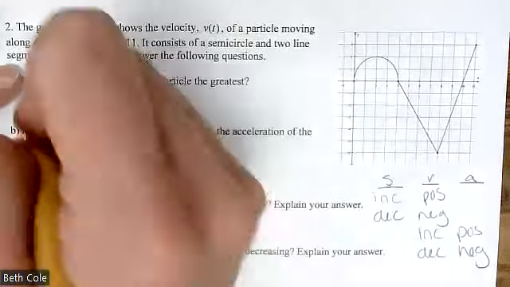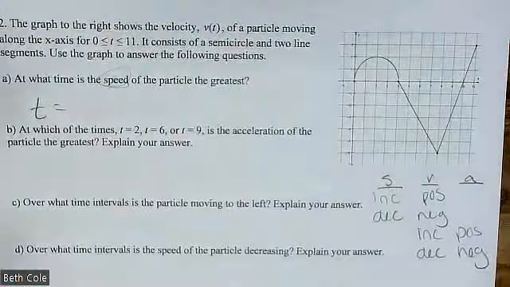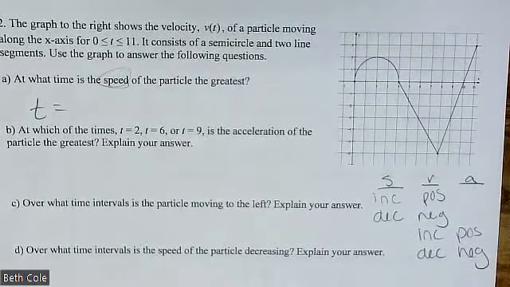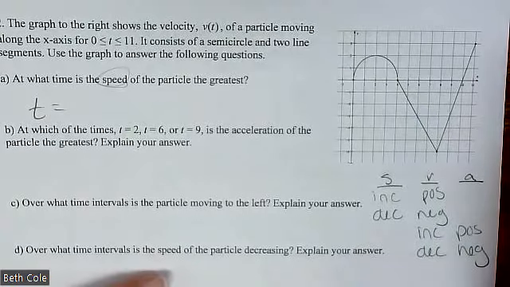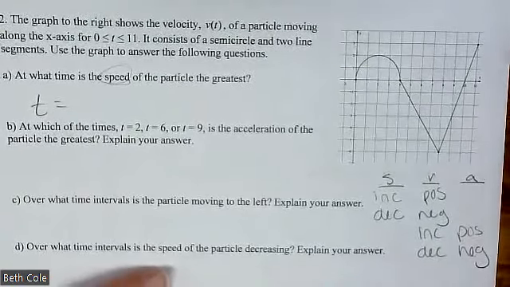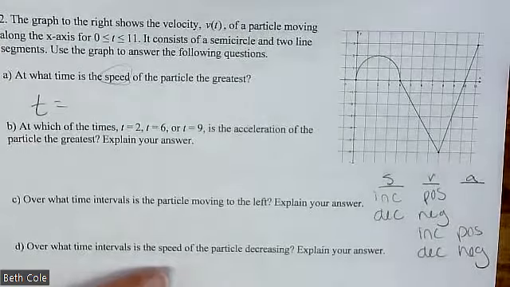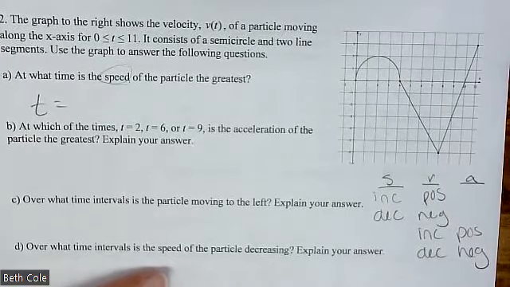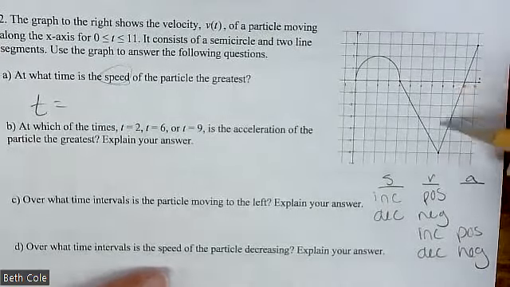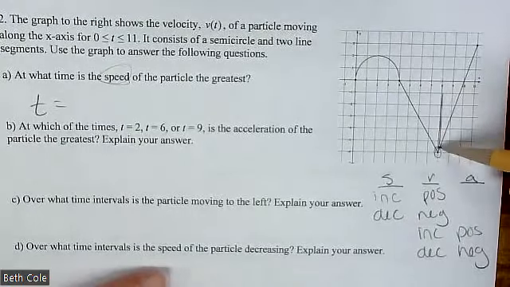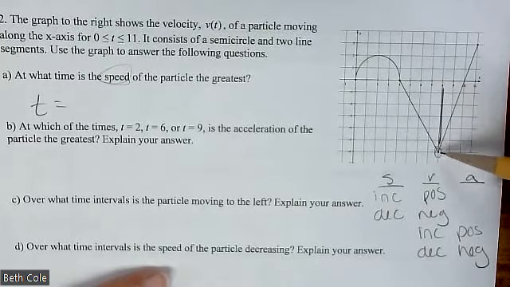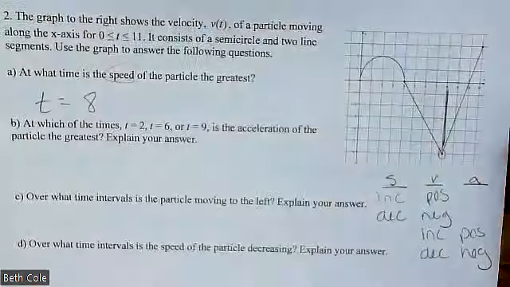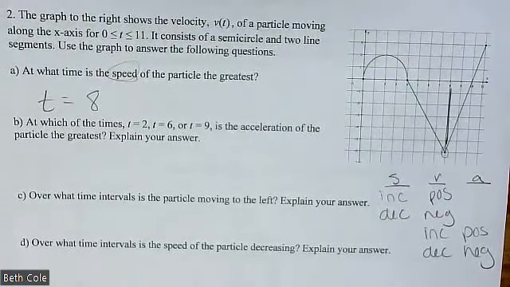At what time, so we want a t equals something, is the speed the greatest? I want you to guess, give it a guess. Nope. Why is it 8? But remember, speed is the absolute value of velocity. So time 8. That's when it's furthest away from the x-axis, if you want to think of it that way.